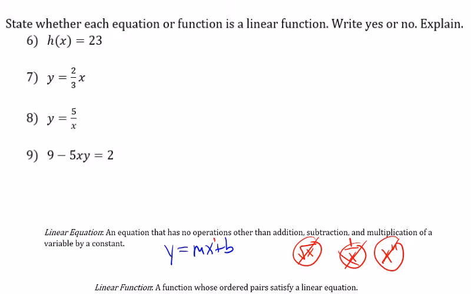Okay, so those are some of the main ones. You can't have logs. You can't have trig functions. Those are not linear functions. Okay, and those are ones that we'll talk about later.